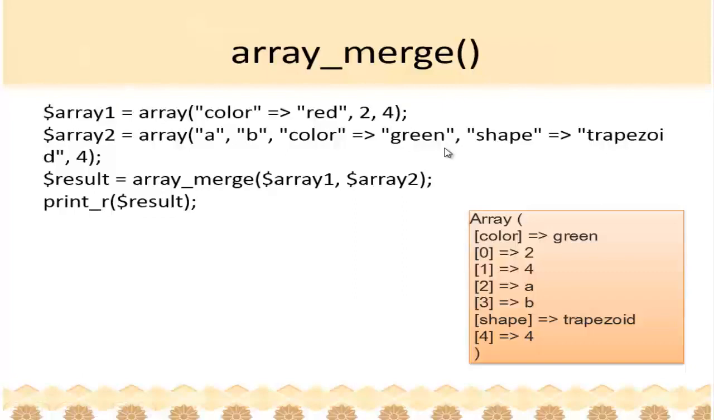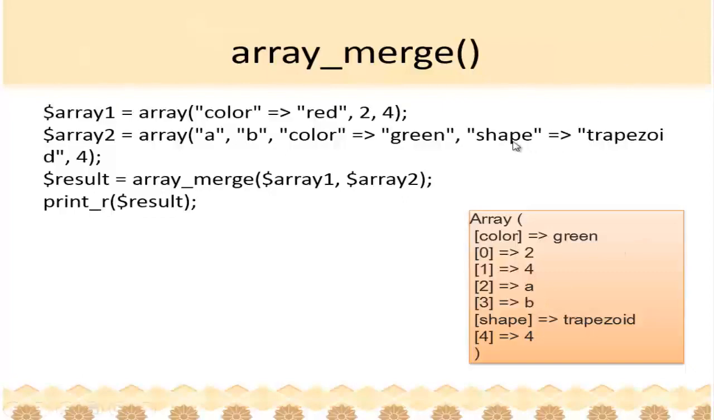What will happen to the numerically indexed ones? Even though this one does not have any key, it is assumed to be a numerical key, so this will have 0, 1. If you take the key here, this is red, the next one will be 0 index and the next one will be 1 index. And you notice that in the resultant array, 2 will come here, 4 will come here. This 4 will not replace anything. So numerical values will not replace the value. Only the string value will be replaced.